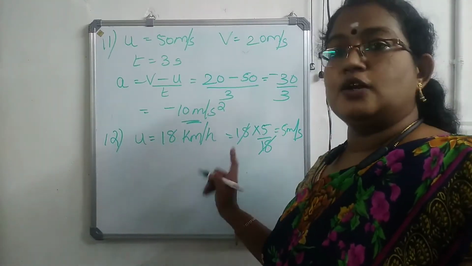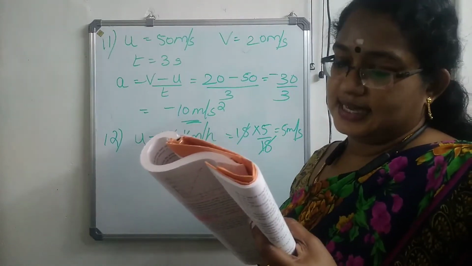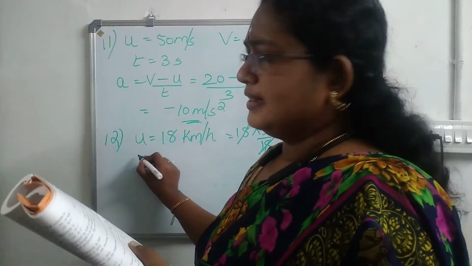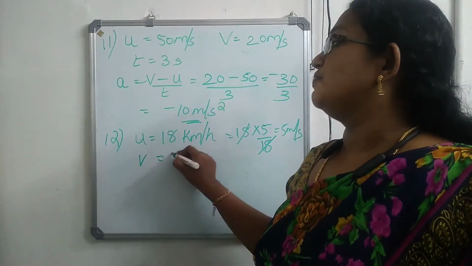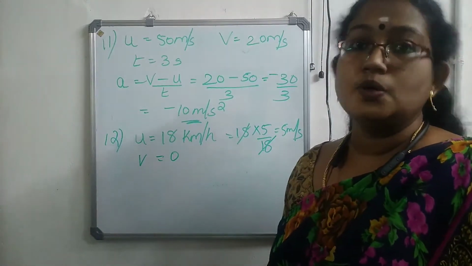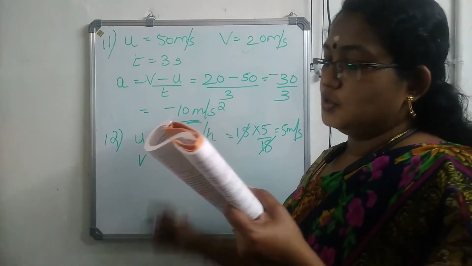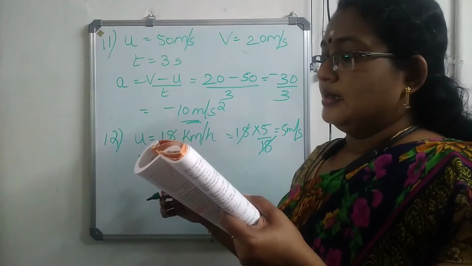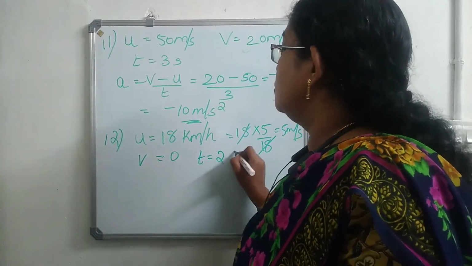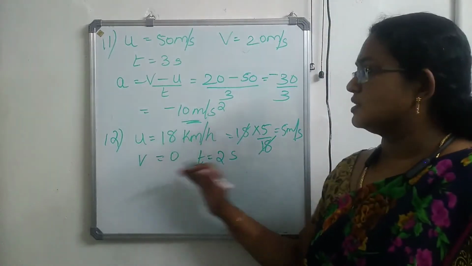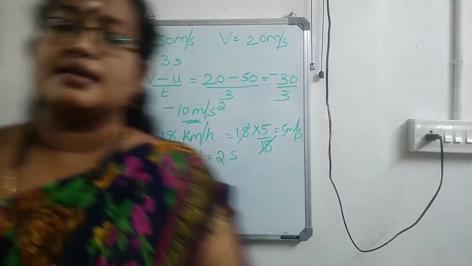So the initial velocity is 5 meter per second. Then it comes to stop. Comes to stop means what is V? V is equal to 0. It comes to stop in 2 seconds. Time is given as 2 seconds. So initial velocity, final velocity and time are given.